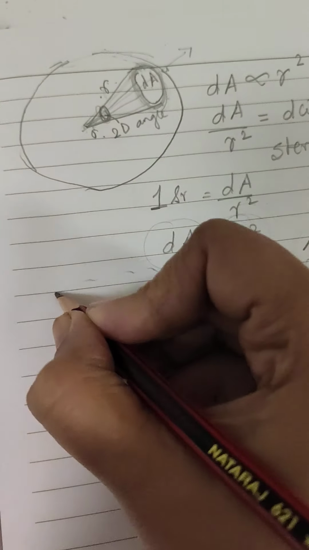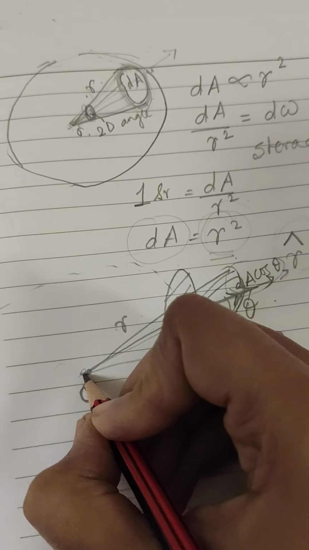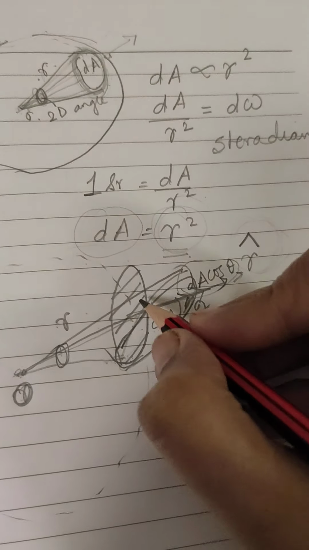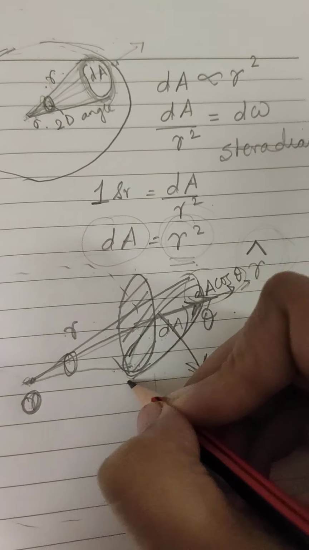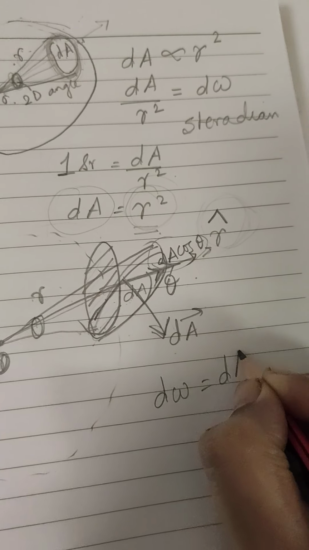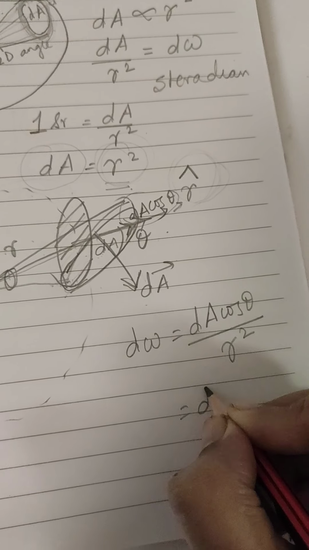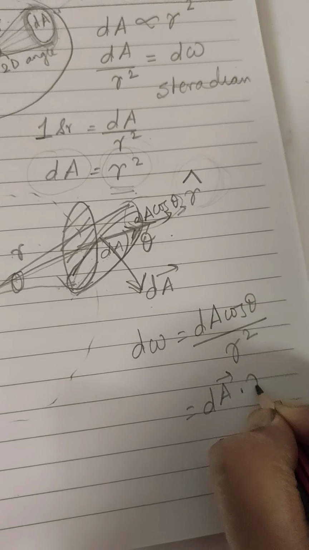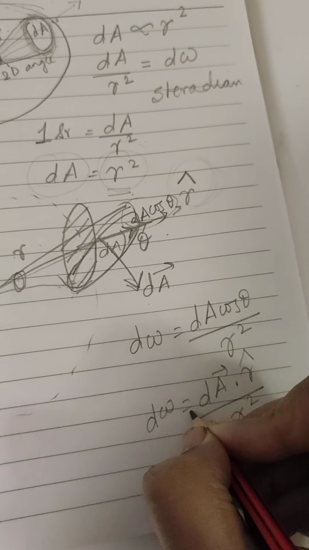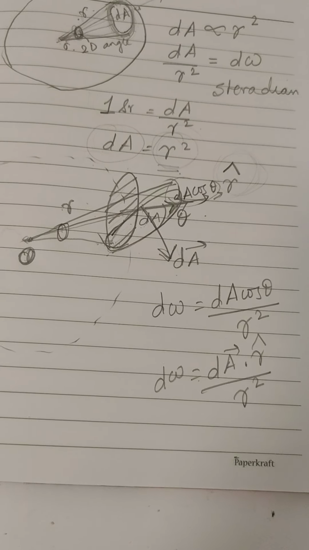Now the angle subtended by this area vector at this point O is the solid angle. So the area vector is actually dA cos theta. Okay, so solid angle d omega is dA cos theta by r square, or dA dot r cap by r square for those who have done vectors. That is the solid angle.